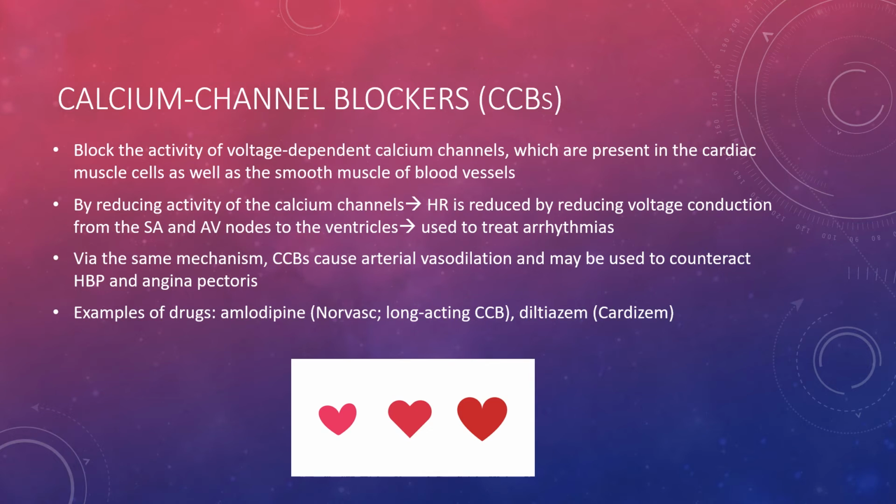Calcium channel blockers. So these block the activity of voltage-dependent calcium channels, which are present in the cardiac muscle cells as well as the smooth muscle of blood vessels. By reducing activity of the calcium channels, heart rate is reduced by reducing voltage conduction from the SA and AV nodes to the ventricles. So it's used to treat arrhythmias.